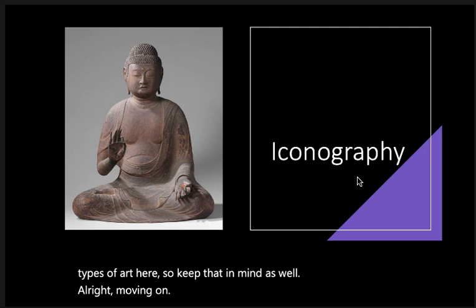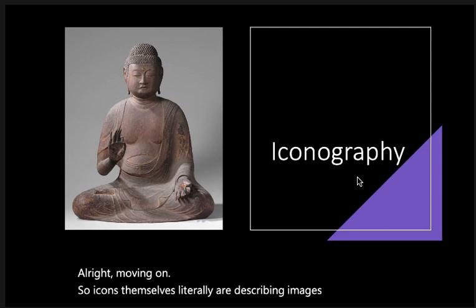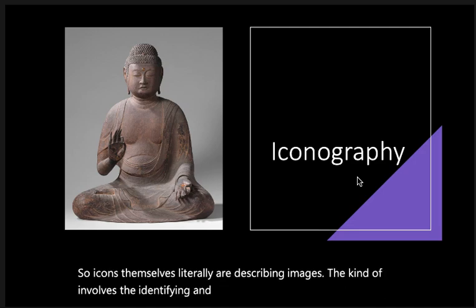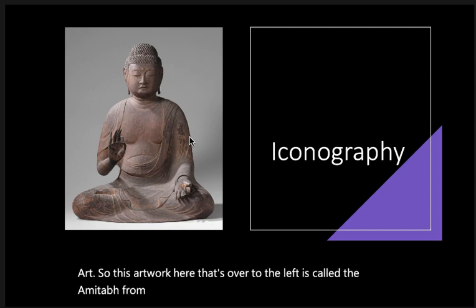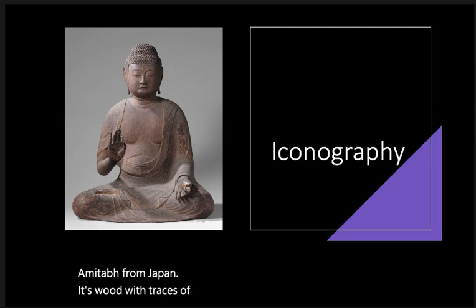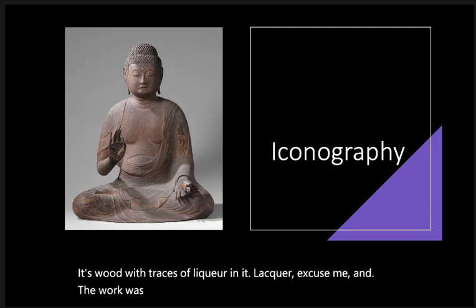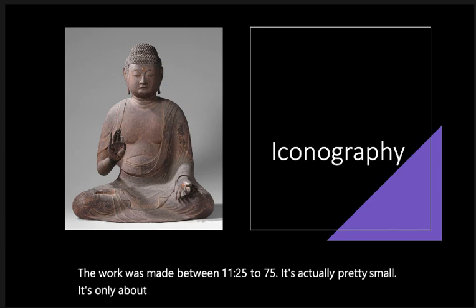So icons themselves literally are describing images. It kind of involves the identifying and describing and interpreting subjects in a matter of art. So this artwork here, over to the left, is called the Amida Buddha from Japan. It's wood with traces of lacquer in it, and the work was made between 1125 to 75. It's actually pretty small. It's only about 34 inches tall.